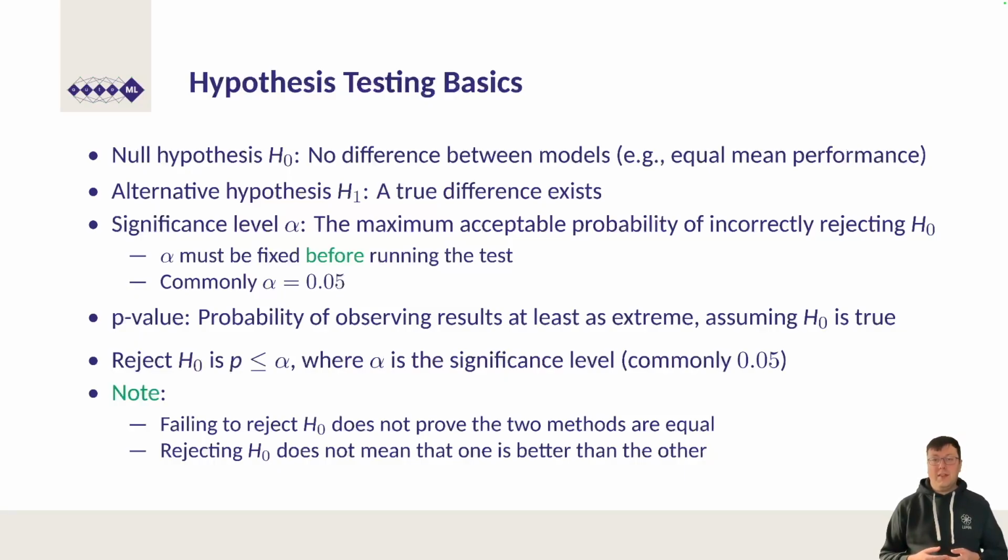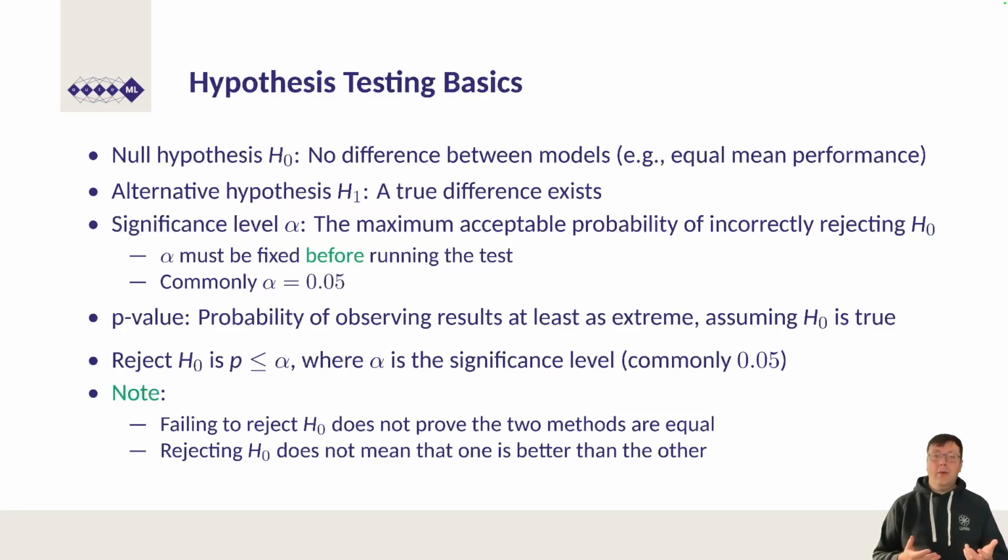I want to emphasize this point. Alpha must be fixed before running the test and before looking at the data. Choosing alpha after seeing the results, for example setting it to 0.06 because the p-value came out as 0.055, invalidates the entire procedure. The type 1 error guarantee only holds if alpha is committed to in advance. In practice, alpha equal to 0.05 is the standard choice, basically.